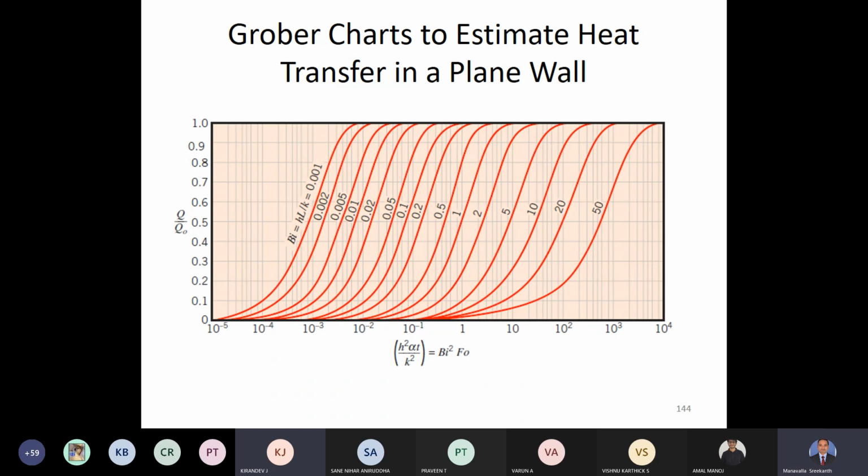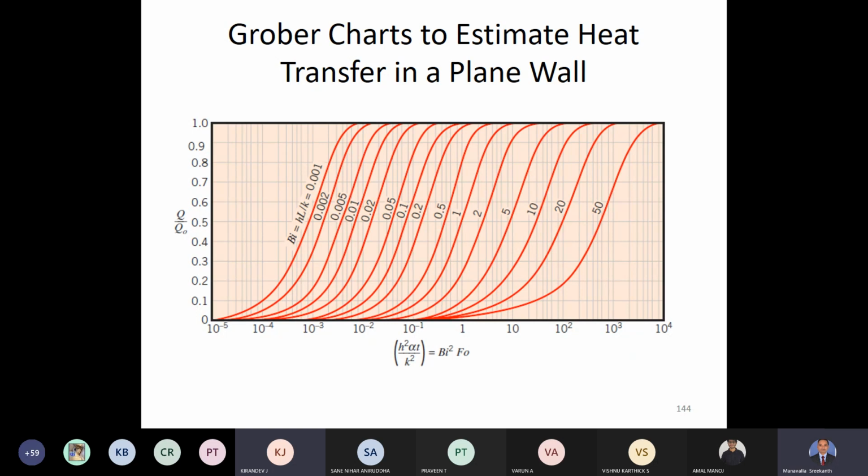Q naught is the heat capacity of the body above T infinity for a unit area. Okay. For a plate, it is rho C l multiplied by Ti minus T infinity. So it's nothing but basically the maximum possible heat transfer. It's like mCp delta T at tau is equal to 0. That means mass of the plate multiplied by the specific heat of the plate multiplied by the initial temperature difference. So the initial temperature of the plate minus the convection environment temperature. If you subtract these, then you will get the maximum possible heat transfer.